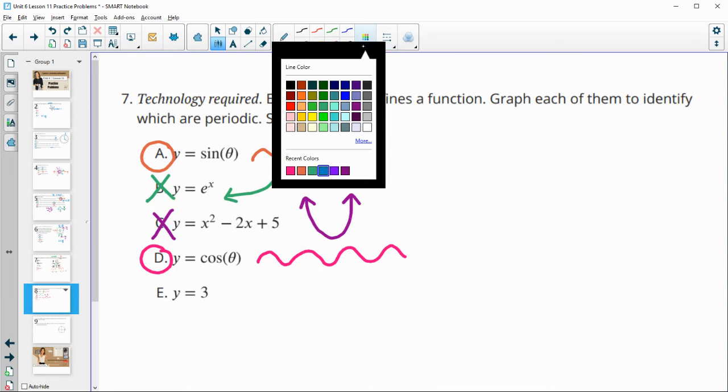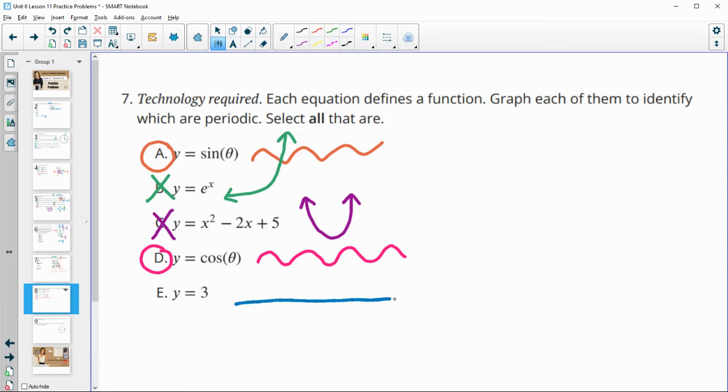And then finally, y equals 3. That looks like this. Now, this one's kind of interesting because it's not like it's going up or down, but it is just following a pattern the whole way through. So this one actually is periodic. Unlike this one that keeps going up and never comes back down, or like starts up, then goes down and back up. This one stays at 3, so it keeps doing the same thing the entire time, so it is considered periodic.